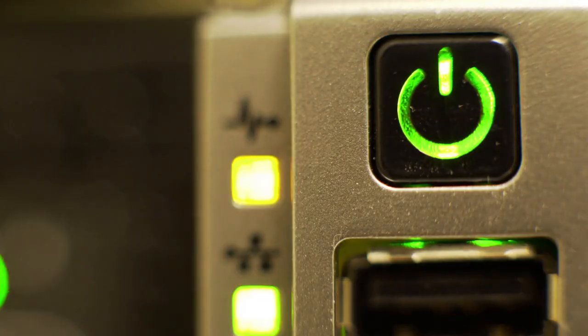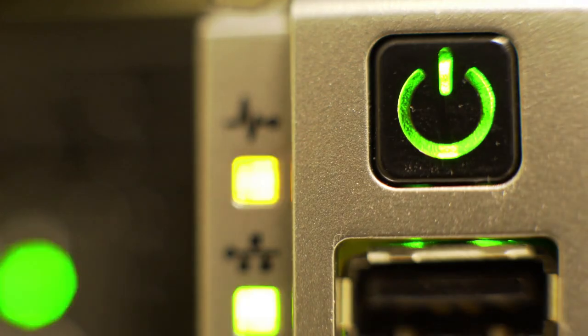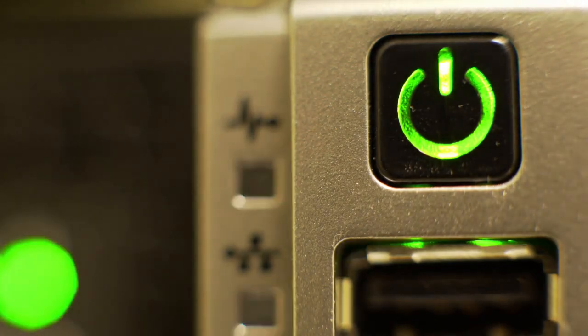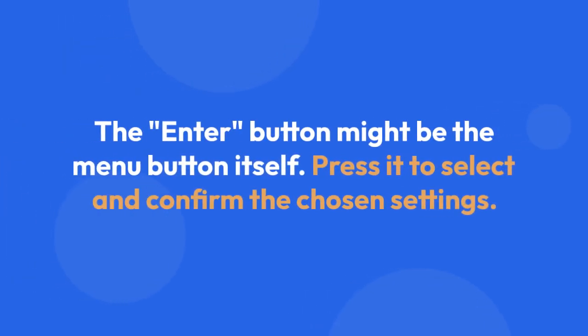4. Using the navigation buttons. After the OSD appears, you'll use the other buttons to navigate through the various settings. Typically, there's an up and down button to move through the options within each setting menu, and a left and right button for fine-tuning values like brightness or contrast. The Enter button might be the menu button itself. Press it to select and confirm the chosen settings.